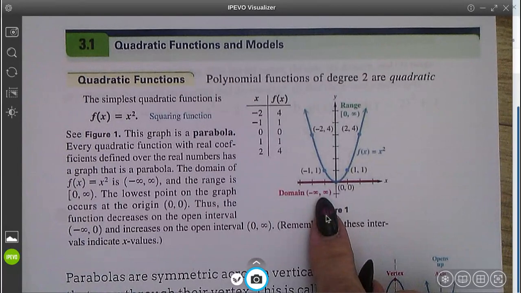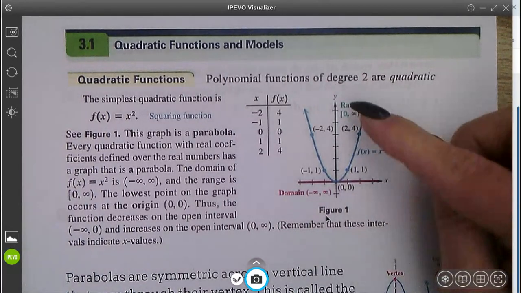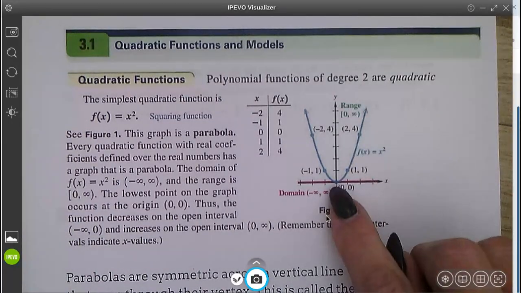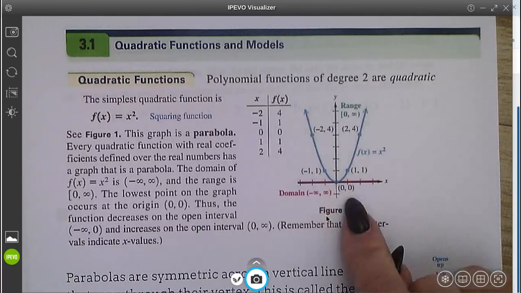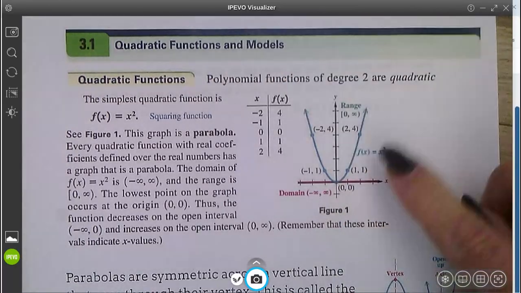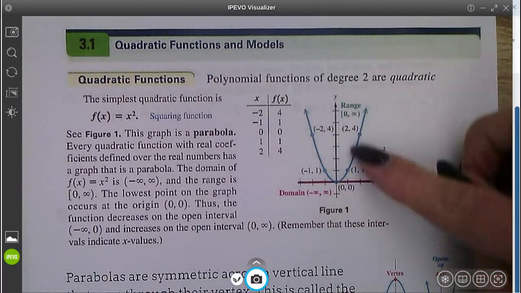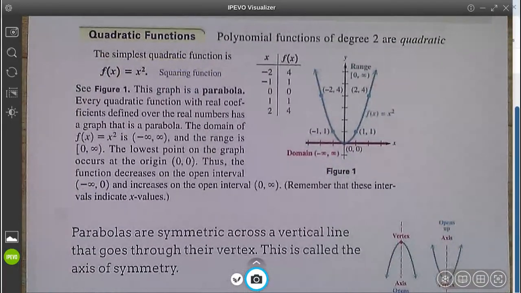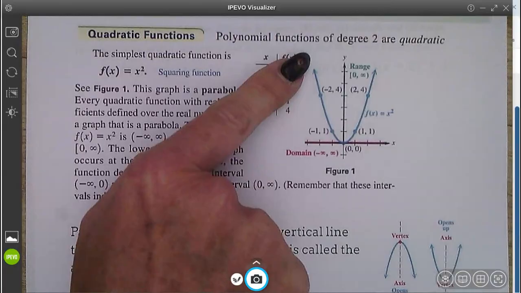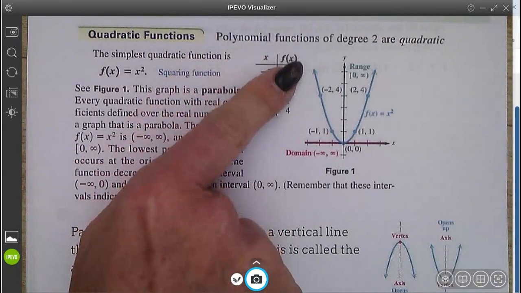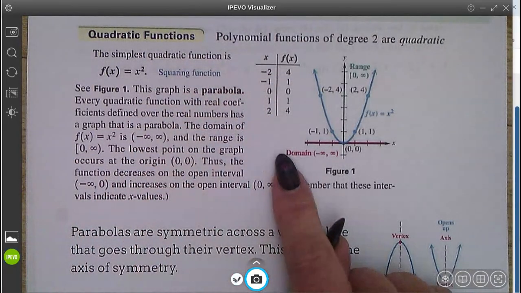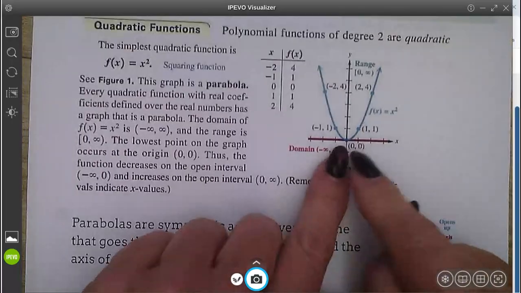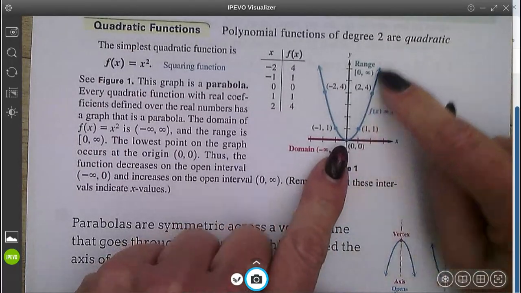The domain for a parabola is negative infinity to infinity, and the range is 0 to infinity with a closed bracket at 0. Now, the domain will always be negative infinity to infinity, but the range may change if we have a vertical shift up or down. So just going to watch those. Remember that the original graph starts out decreasing from negative infinity to 0, and then from 0 to infinity, it is increasing.